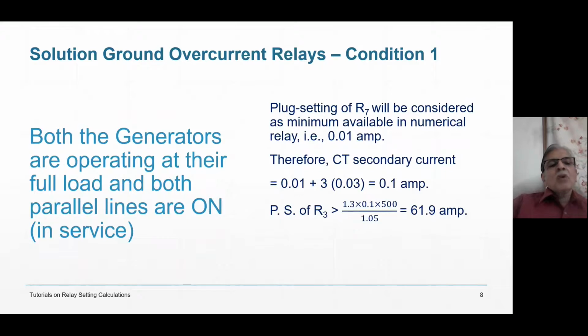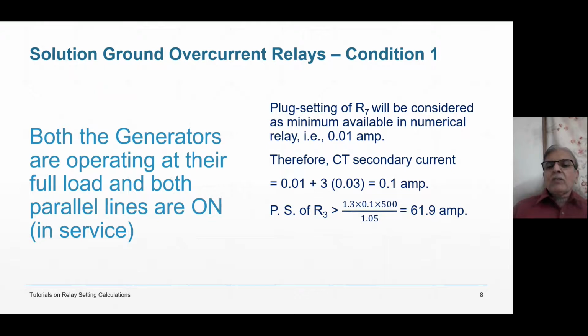So now condition 1: both the generators are on and both the lines are on. Therefore, whatever both generators are generating, they are operating at full load. So whatever full load they are generating, that is divided into two parts in two lines, right? So accordingly, you have to decide the setting.